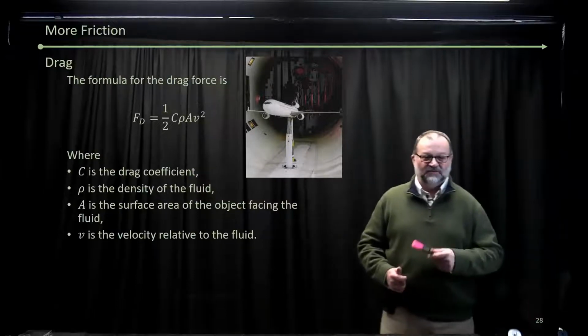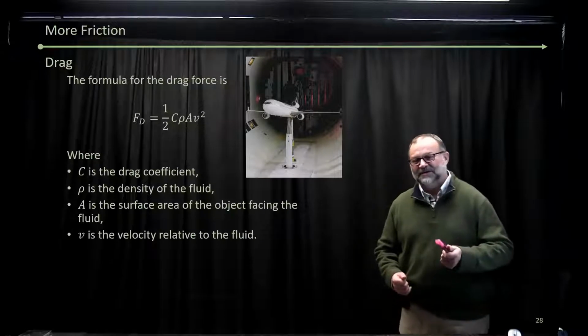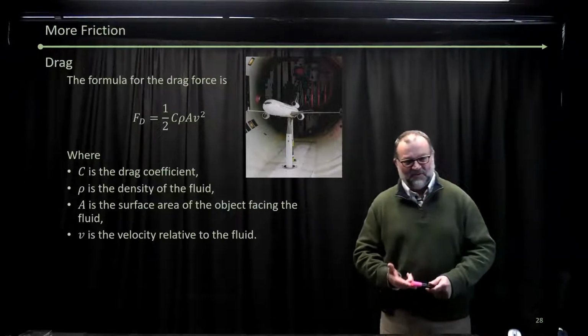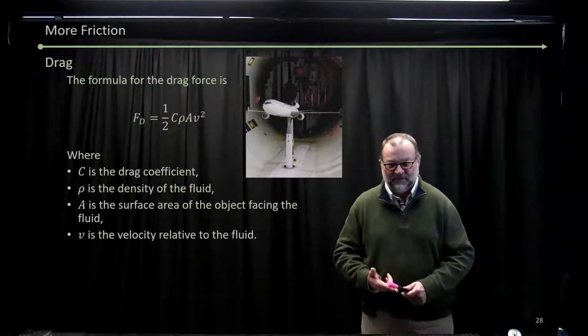C is the drag coefficient. C is where engineers spend a lot of their time designing cars and designing airplanes. They're trying to get the drag coefficient to be as low as possible.